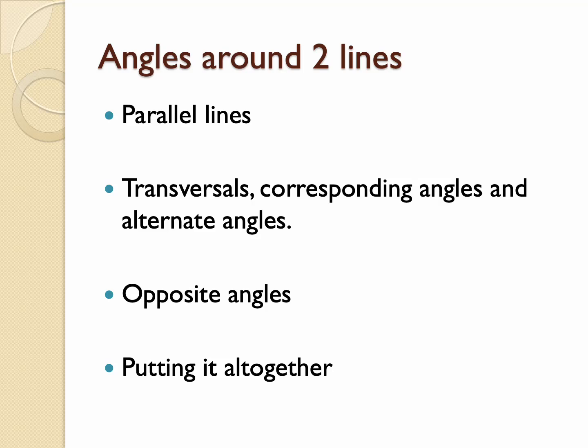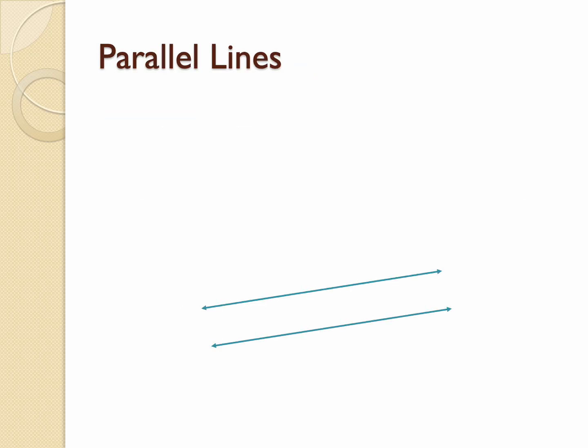Hi everybody. So in the last video we discussed angle on a straight line, on a single line. In this video we are going to talk about angles formed by using two straight lines. So we are going to discuss the concept of parallel lines, transversals, corresponding angles and alternate angles, opposite angles, and then we'll put it all together. So let's start with the parallel lines.